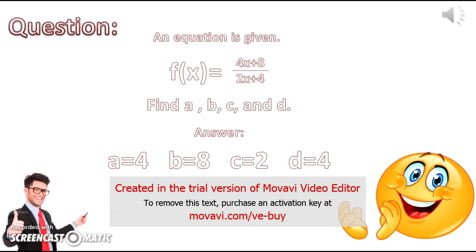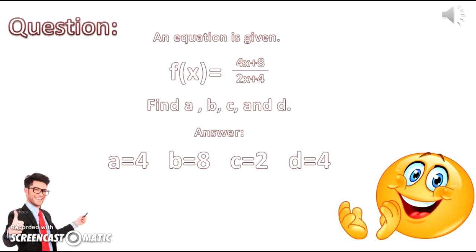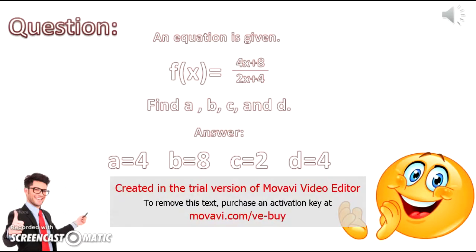So, this is another question. An equation is given, f(x) equal to (4x plus 8) over (2x plus 4). Find a, b, c, and d. The answer is a equal to 4, b equal to 8, c is 2, and d is 4.